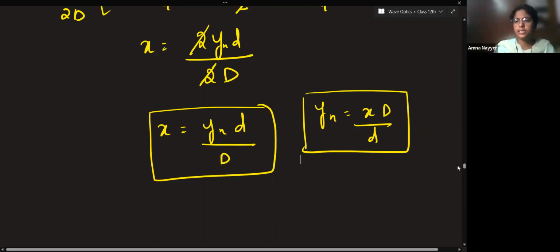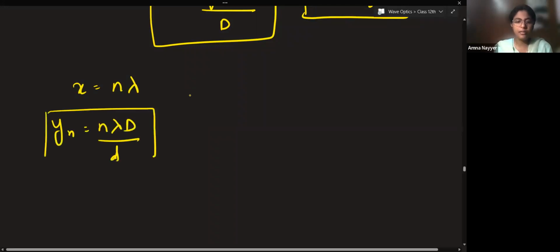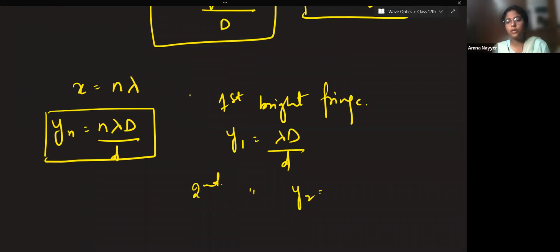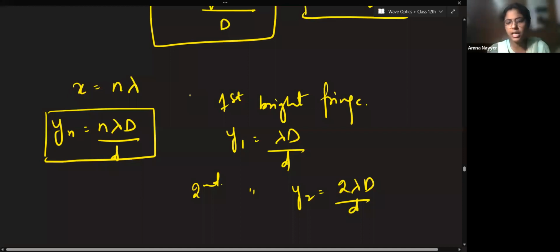Like if I tell you, for example, you have a bright fringe and you want to calculate. So you already know what the path difference is. Path difference is n lambda. And now you have the expression, so keep the expression yn equals xD by d. That becomes n lambda D by d. So if you have the first bright fringe, you will put n as 1, so that becomes lambda D by d. For second, n is 2, it will become 2 lambda D by d. Like this, you will obtain all the expressions for it. If you have sufficient data, you can calculate.